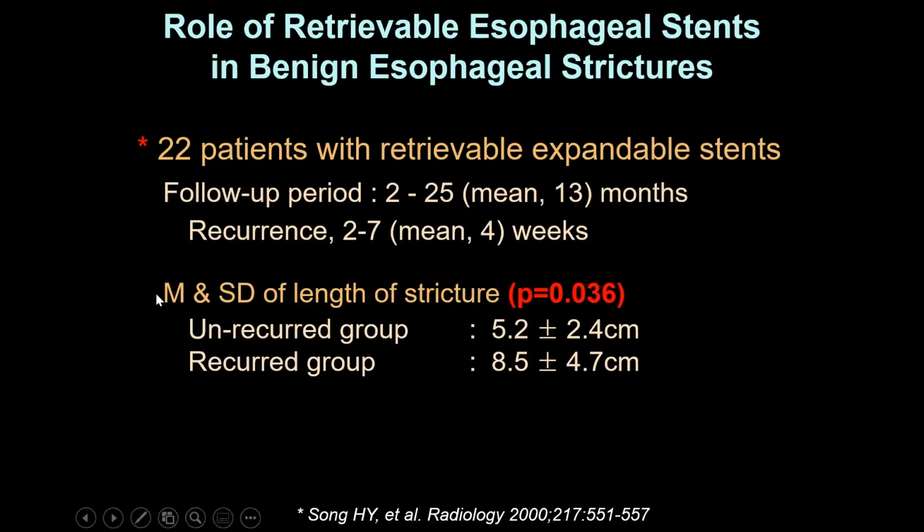The mean and standard deviation of length of strictures was significantly longer in patients with recurrence after stent placement than in patients in the non-recurrence group.